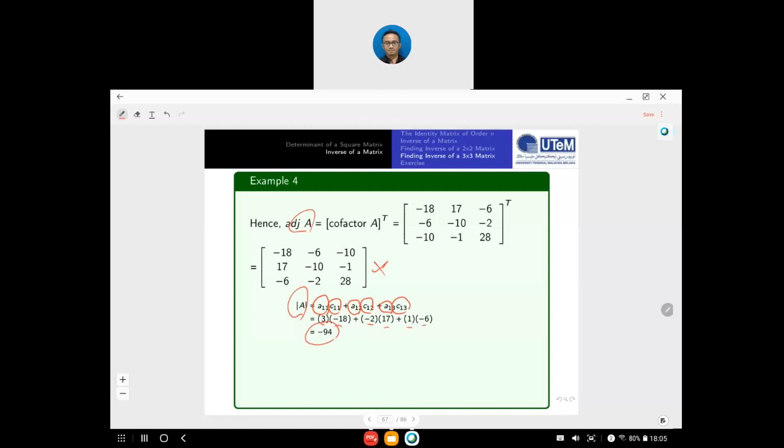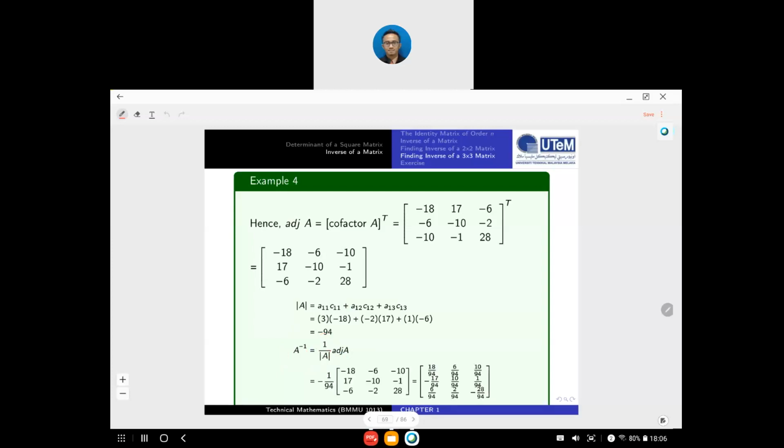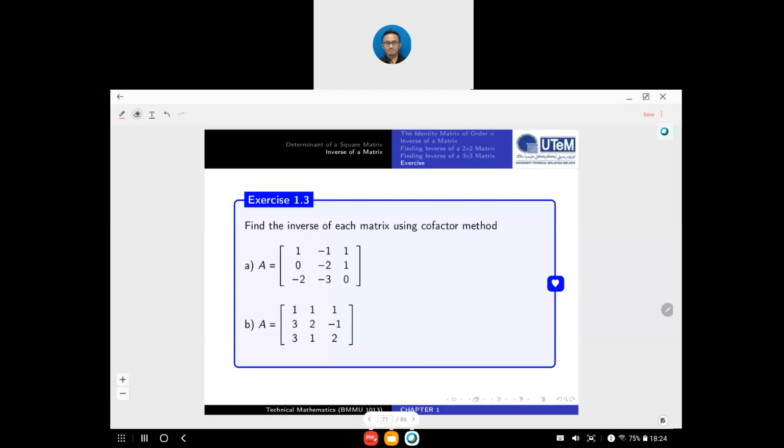And then the inverse is equal to 1 over determinant times adjoint matrix. So awak akan dapat apa? 1 over determinant, negative 1 over 94 times adjoint. Ni adjoint yang kita dapat tadi ni. Okay. So you can get, darab masuk, this one is the inverse matrix. Okay. Any problem?